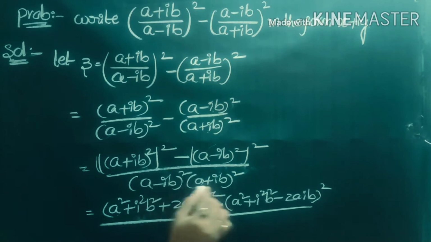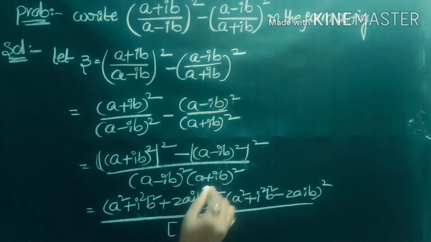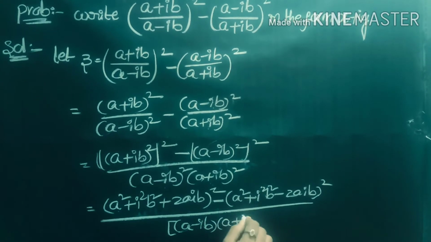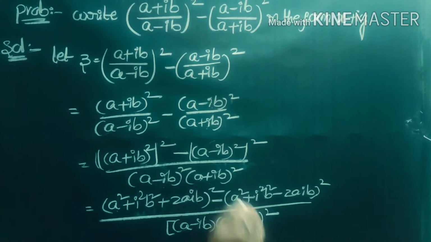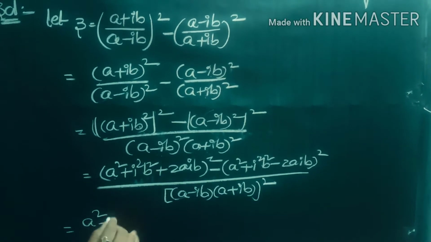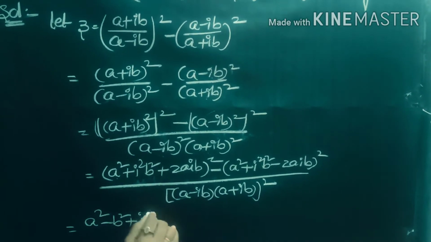Now this is in the form of (a - ib) into (a + ib). Before that we write both of the terms in the same square, that is (a - ib)(a + ib) whole square. We take the same square for both of the terms. Now this is equal to (a^2 (i^2 is minus 1) - b^2 + i into 2ab).